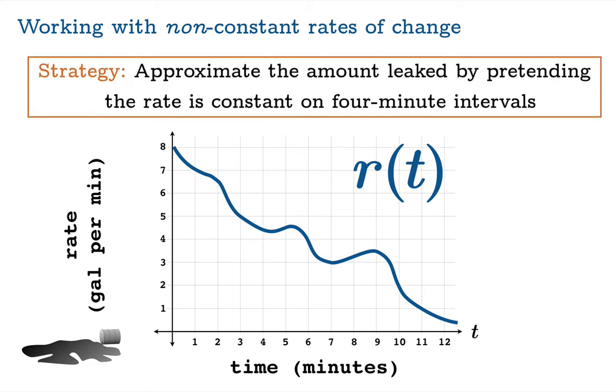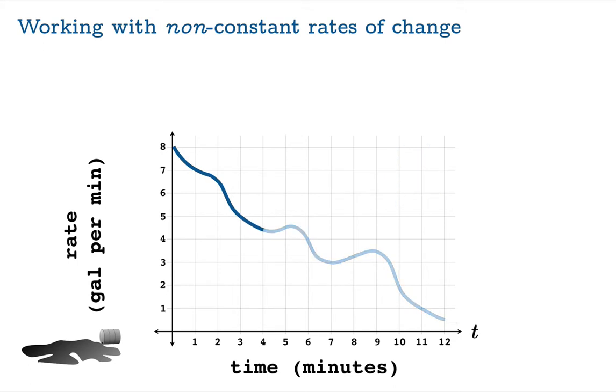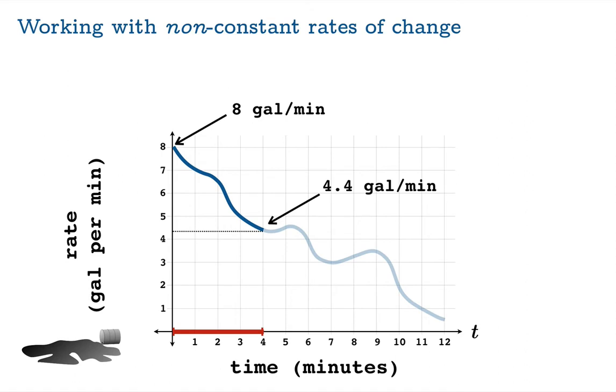Let's not solve this exactly. Instead, we're going to approximate the amount leaked by pretending the rate is constant on 4-minute intervals. So for example, on the time interval from 0 to 4, what we could do is pick out some representative rate that occurs during that interval, and that would be somewhere between 8 and 4.4 gallons per minute, say.